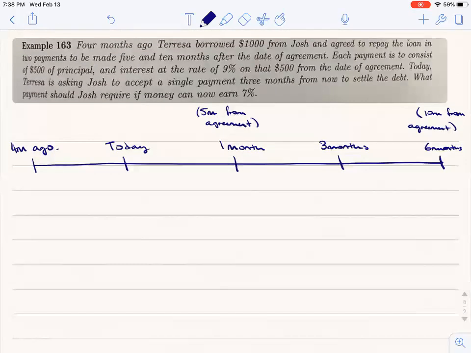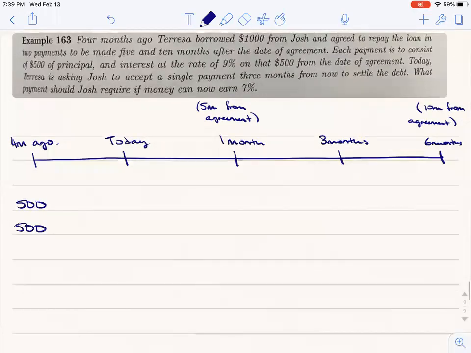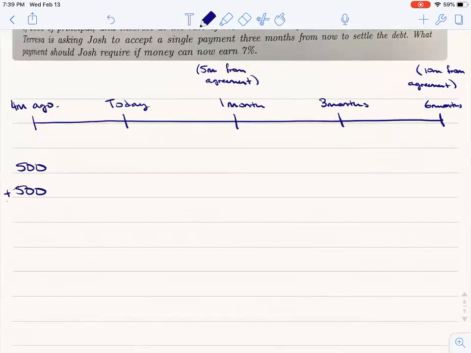What they're trying to say here is, okay, she borrowed $1,000. She has to pay back $1,000. But what she wants to do is split that 1,000 into 500 and 500 and repay them at different time points. And so 4 months ago, she borrowed 500 and 500, which is 1,000 total borrowed.